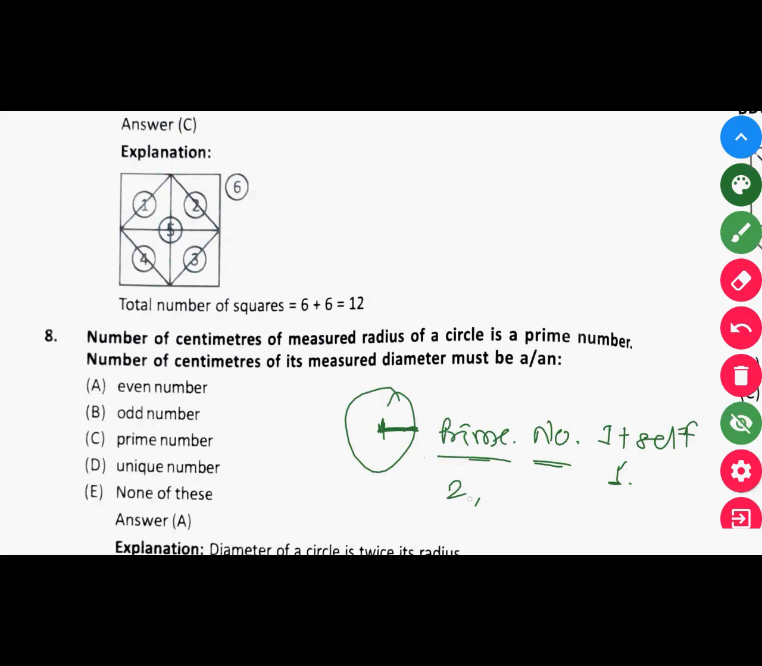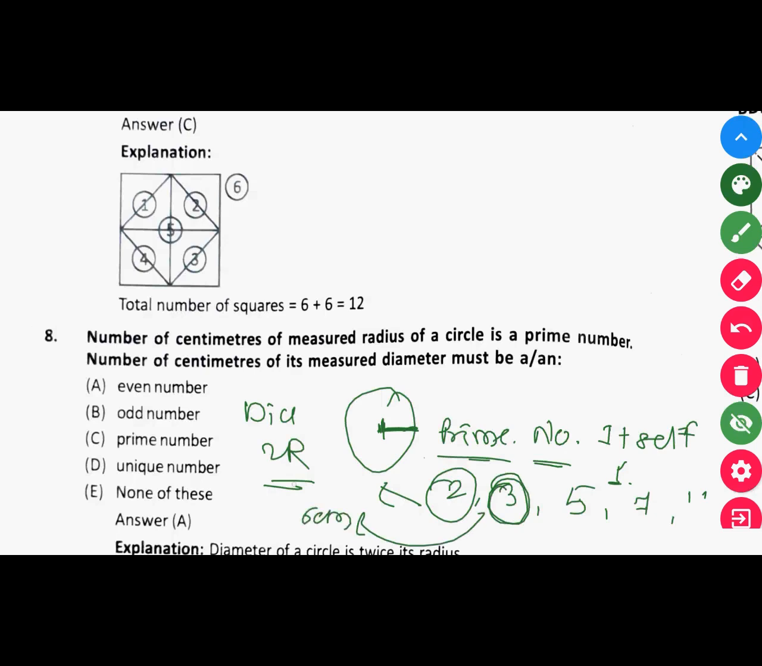So 2, 3, 5, 7, 11 and so on are the prime numbers. So assume any one of these numbers, either you take 2 or you take 3. 2 is the only even prime number, otherwise every prime number is an odd number. So now see, we know diameter is twice the radius. If radius is 3 centimeter, then diameter must be 6 centimeter.